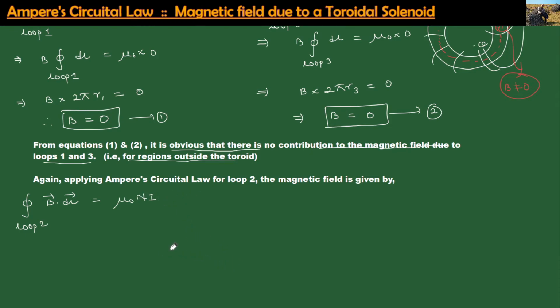Where capital N is the total number of turns, and this I is nothing but the current enclosed by that loop 2, that Amperean loop 2. Since the magnetic field is constant, we can take this B outside. Always keep in mind that the magnetic field for a toroidal solenoid, or a solenoid, is uniform and constant for regions inside the toroid. So the magnetic field B is always constant inside the toroid.